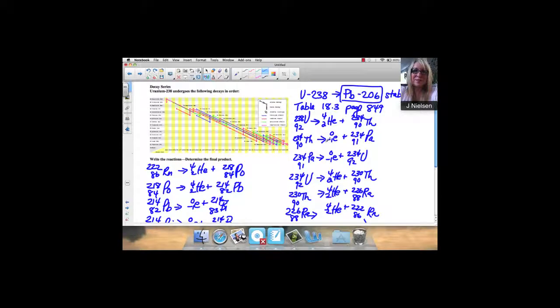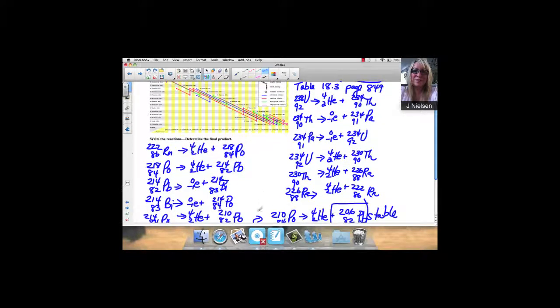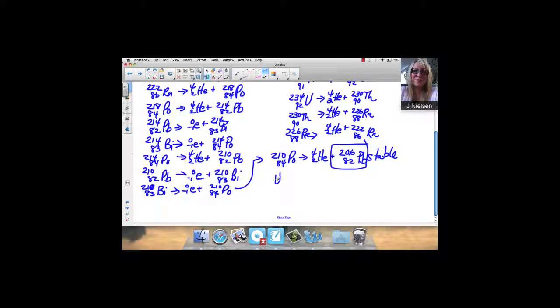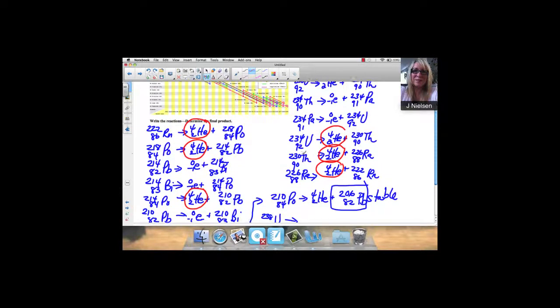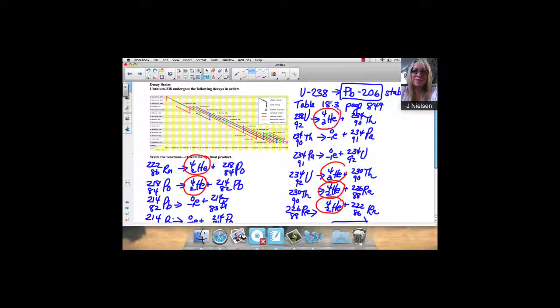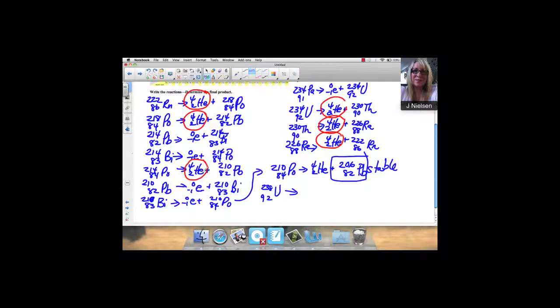Now, if we wanted to write one reaction, we could start with the U-238, 92, and that underwent, let's go back and check how many alphas. 1, 2, 3, 4, 5, 6, 7. Did I miss any? Oh, 8. So we underwent 8 alpha decays.